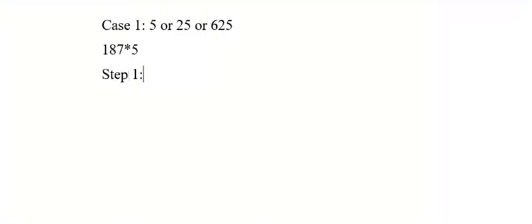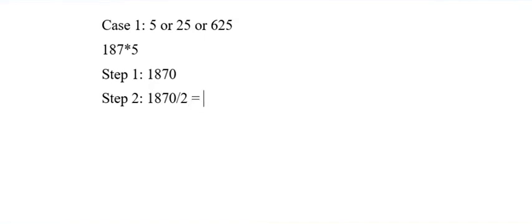Step number 1. Look carefully. Step number 1. Associate as many zeros at the end of the given number as there is a power to 5. Thus we write 187 as 1870. Why? Because 5 is equal to 5 power 1. Now step number 2. Divide the resultant number by 2 as many times as there is power to 5. That means to say 1870 the whole divided by 2.